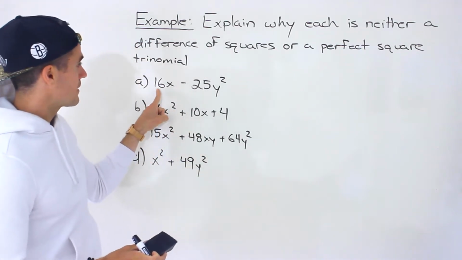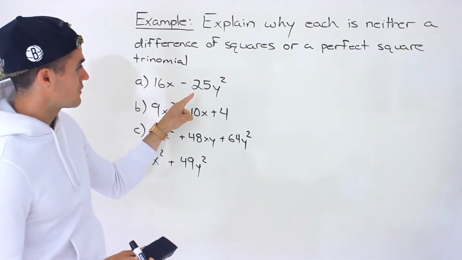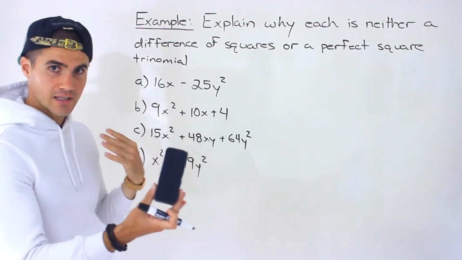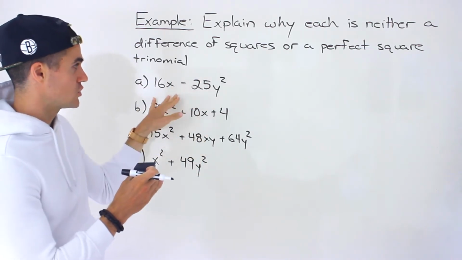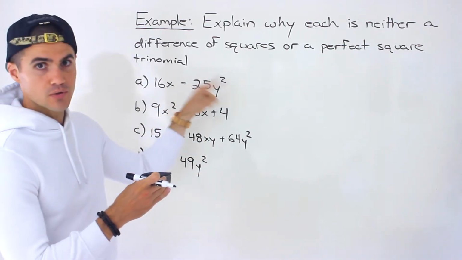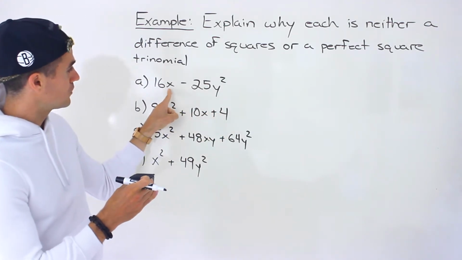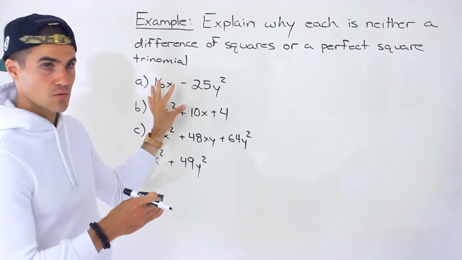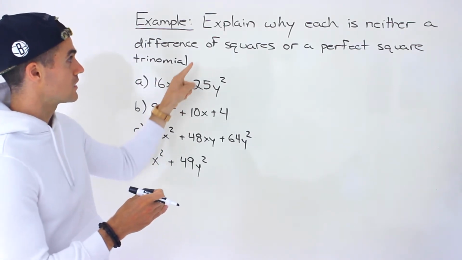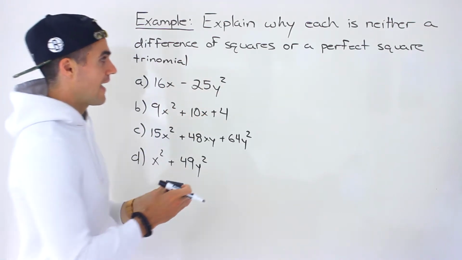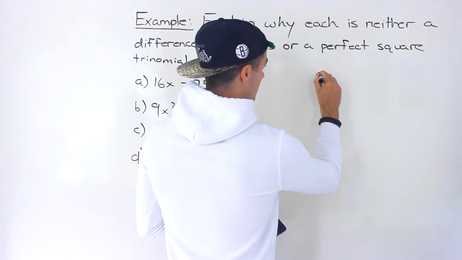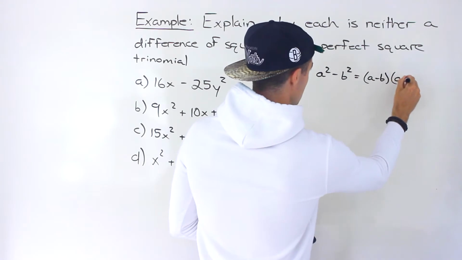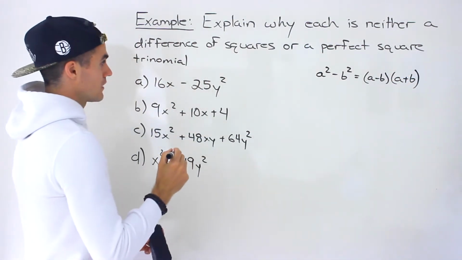So starting with part A, notice that we've got 16x minus 25y squared. The first thing to check is whether the expression you're given is close to a difference of squares or a perfect square trinomial. And over here we could tell that, even though it's not a difference of squares, it's close to being one. So the first thing is noticing which of the two you're dealing with, and then once you know that, you can compare it to the formula. Because we're dealing with a difference of squares in part A, let me write that formula right there.